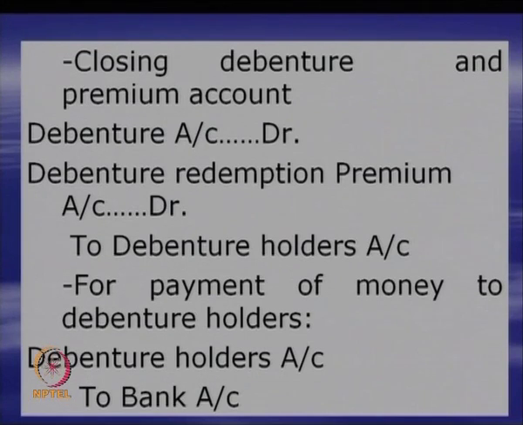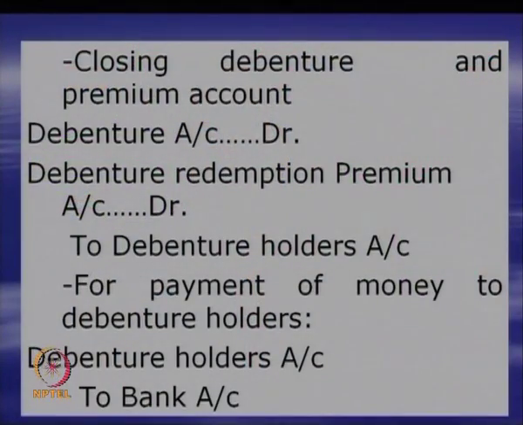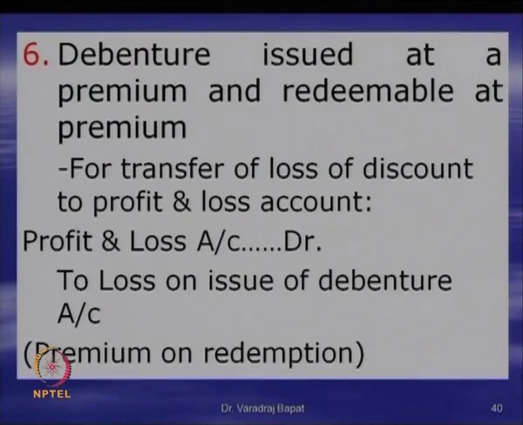When the debenture account is closed, we have debenture account debit, debenture redemption premium account debit to debenture holders account. So 100 rupees will come from debenture, 6 rupees will come from redemption premium, and whole of 106 will be credited to debenture holders. Subsequently, of course, that amount is paid to them. So next entry is debenture holders to bank. Now let us take case number 6.